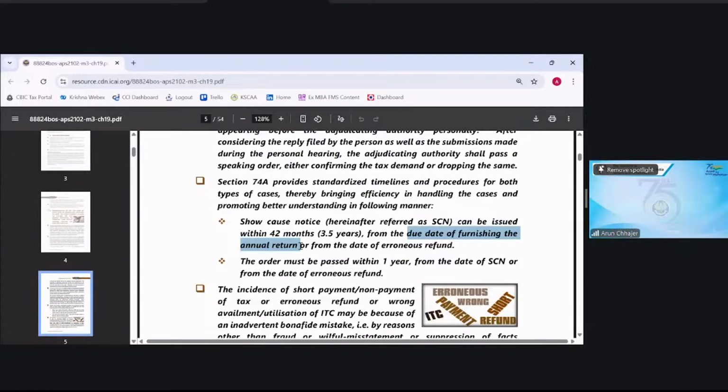Just allow me. Any provision in the GST law which talks about the actual date of filing of GSTR-9? We have discussed it multiple times. We have spent 5 classes on that chapter, and it is an important chapter as well as your favorite chapter.